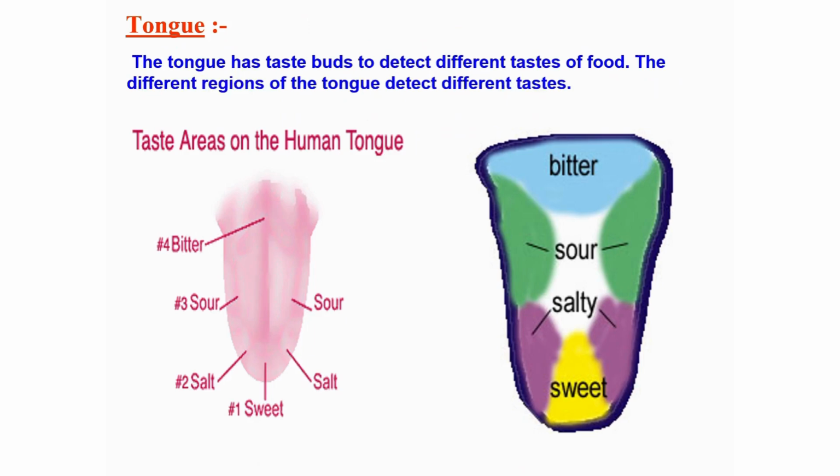Tongue. The tongue has taste buds to detect different tastes of food. The different regions of the tongue detect different tastes.